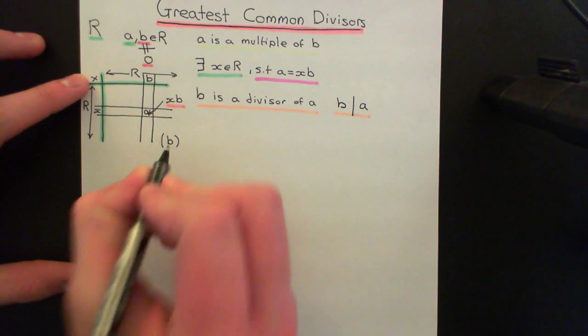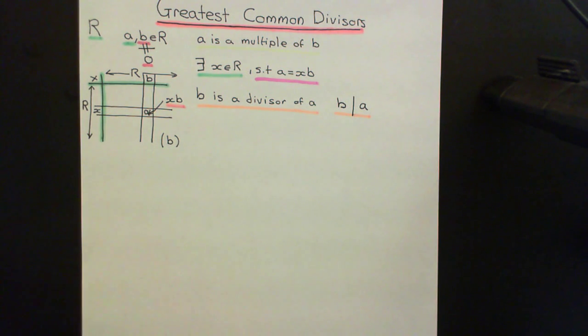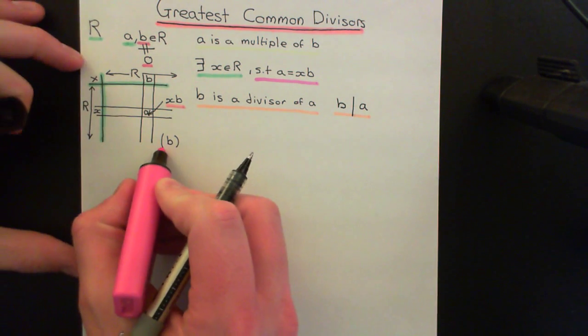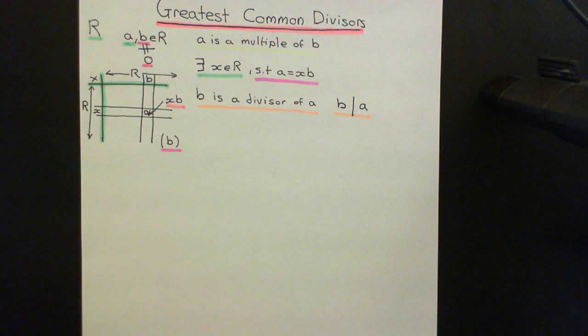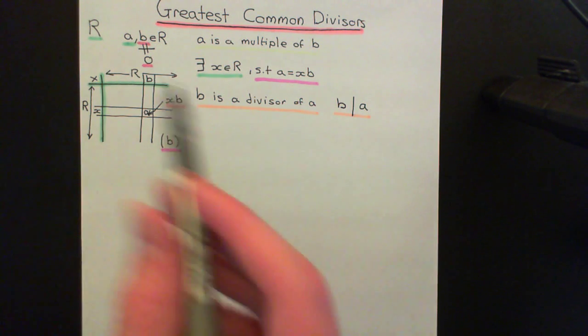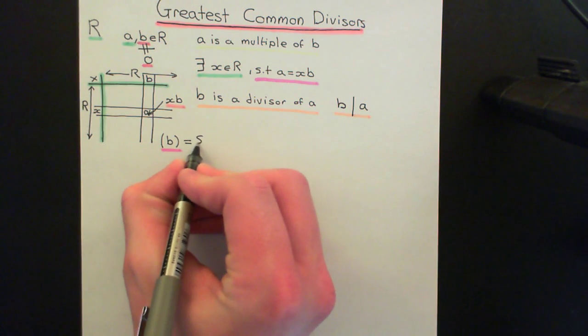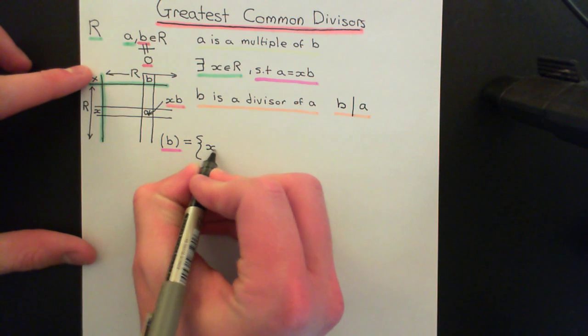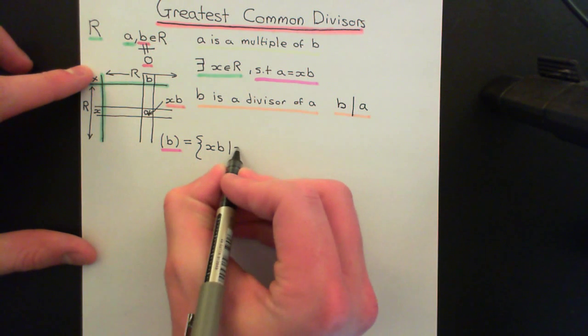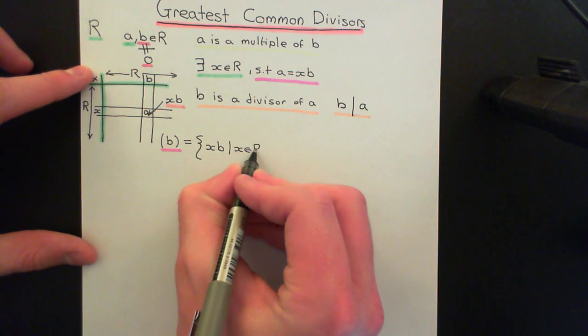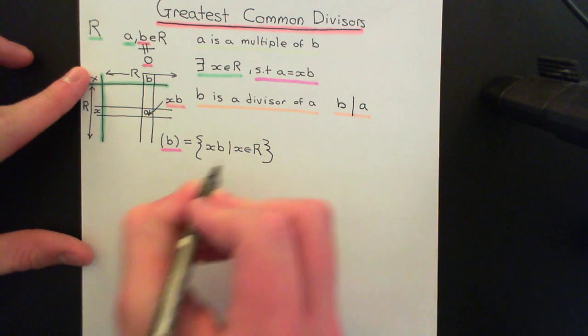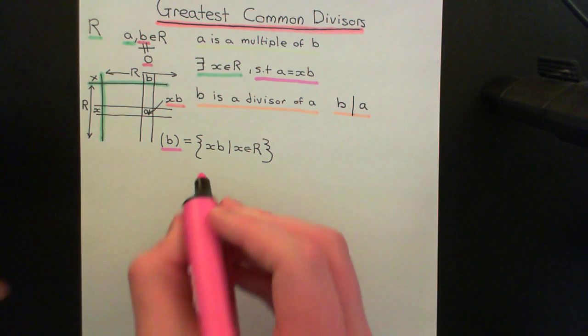So remember, the principal ideal generated by B is the subset of the ring which contains this element of the ring B here multiplied by absolutely every single element of the ring. So if I write this out, it's the set that contains all things of the form x times B, where x is an element of our commutative ring capital R here. That's the definition of the principal ideal generated by B.